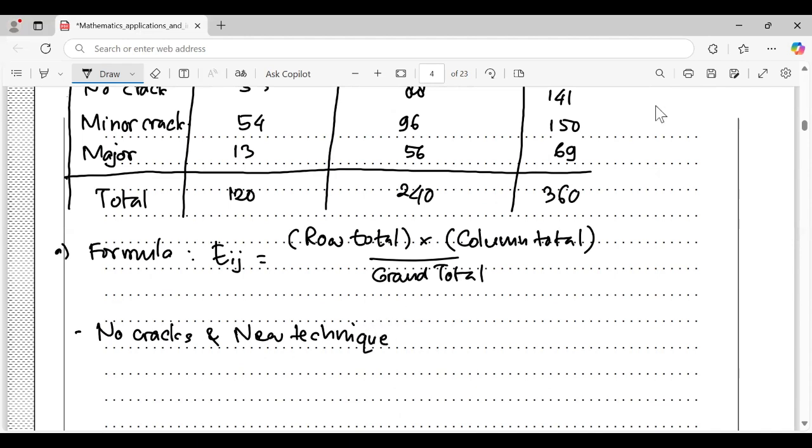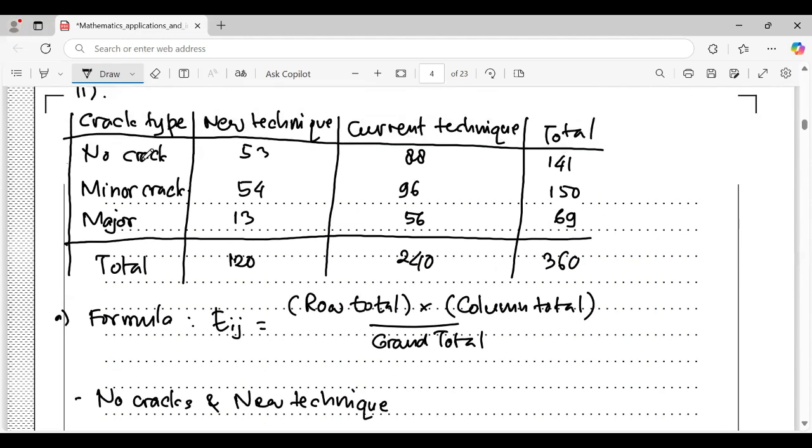Okay, no cracks and new technique. Okay, this is 53. So it means no cracks, the row total is 141, not 100. The row total for no cracks is 141, and the new technique column total is 120.